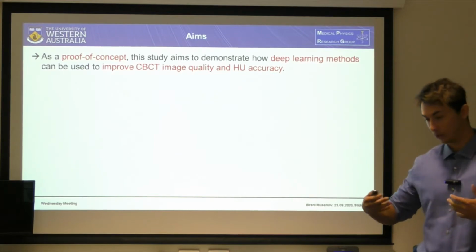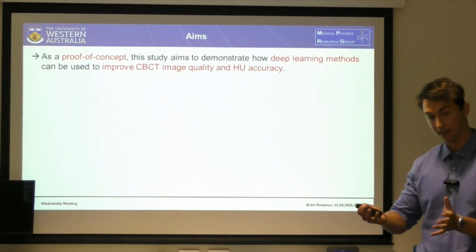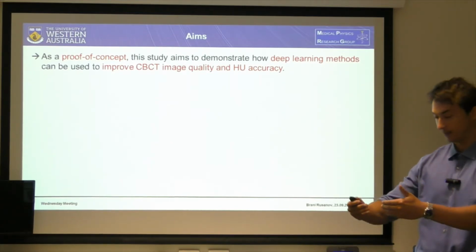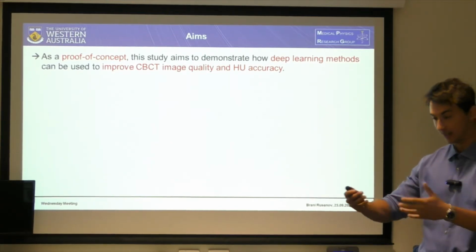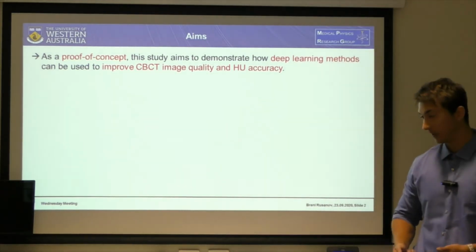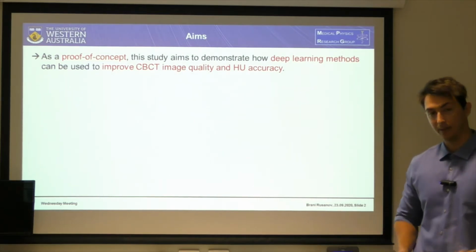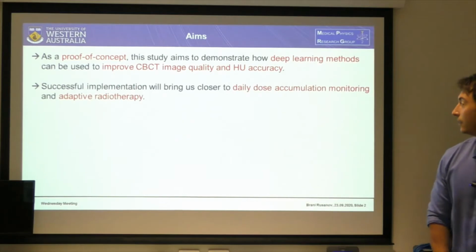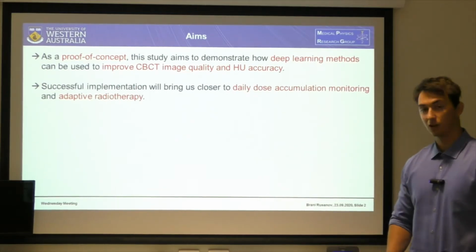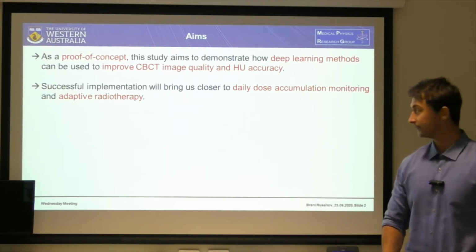Therefore, more geometry of the patient is being intercepted by the cone beam X-rays, and as well, the detector is larger compared to a fan beam CT, which is standardly used for diagnostic imaging, and therefore more scattered X-rays can be detected. And this severely degrades the image quality of the subsequent reconstructed CBCT. Successful implementation will bring us closer to daily dose accumulation monitoring, as well as adaptive radiotherapy.